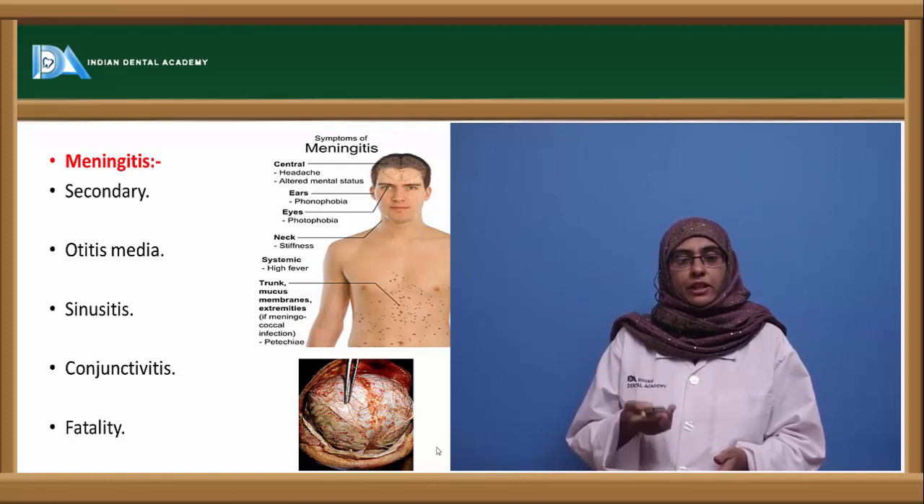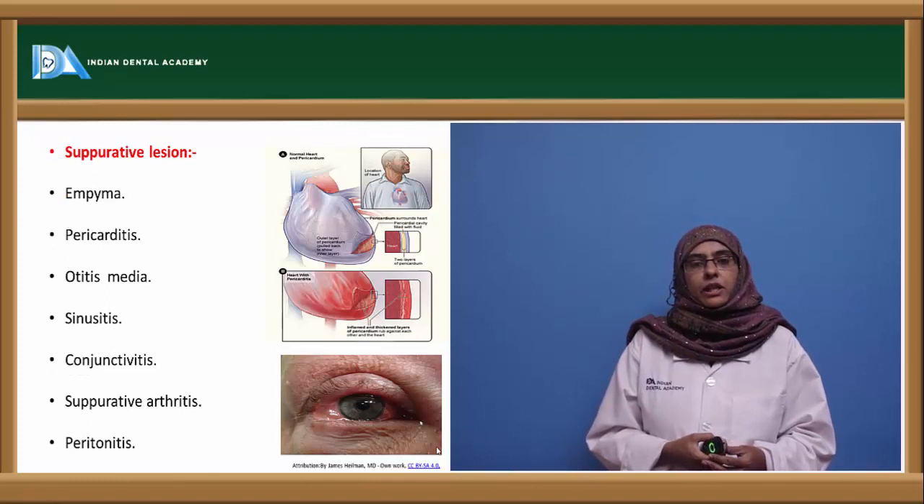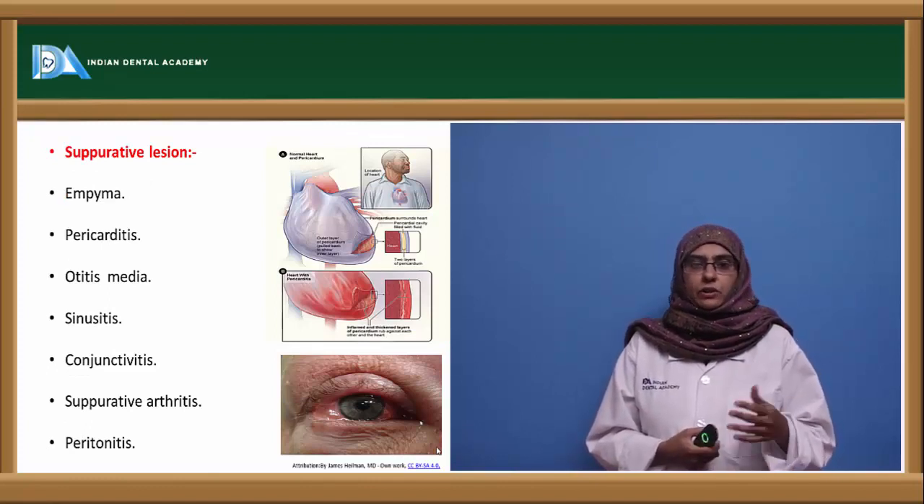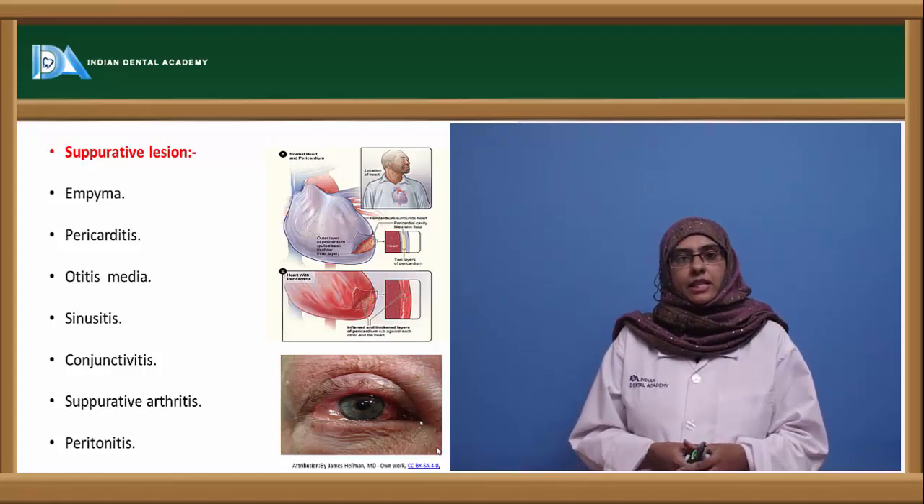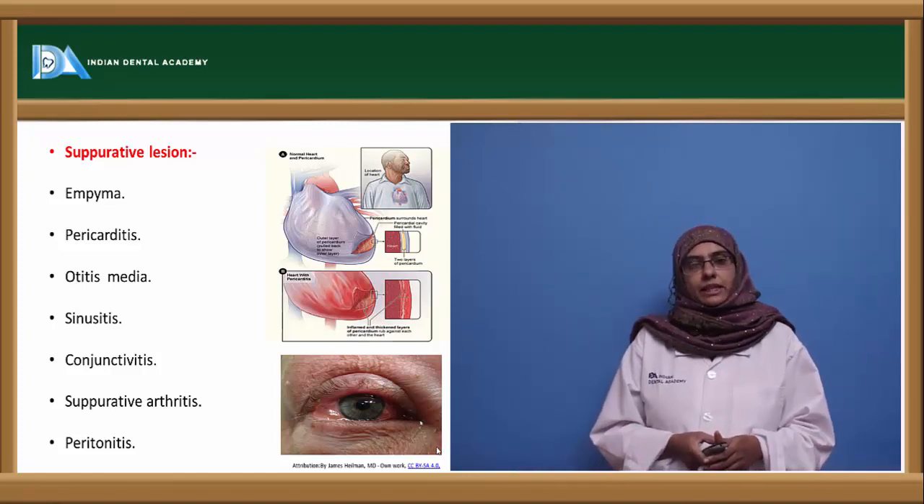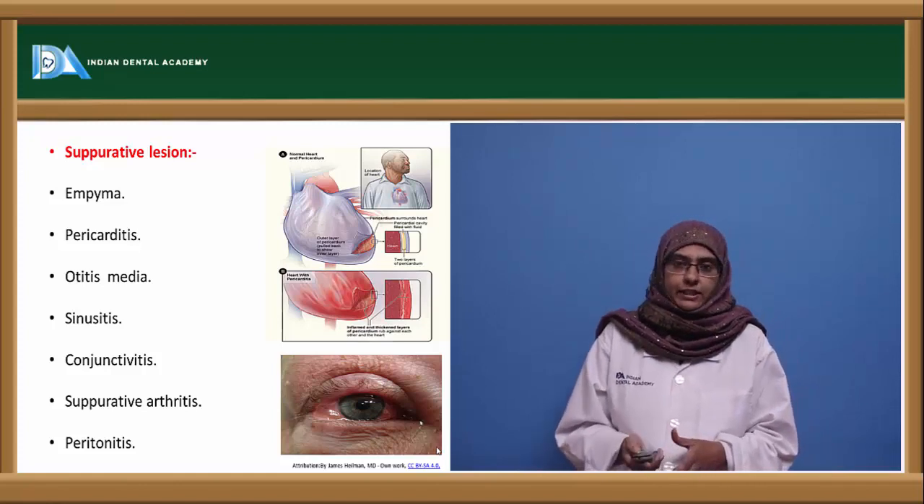Nearly 20 to 30% usually die because of this meningitis. Now coming to the other associated pathogenesis of this organism, they are able to cause suppurative lesions such as empyema, pericarditis, otitis, sinusitis, pharyngitis. We have suppurative arthritis and peritonitis.